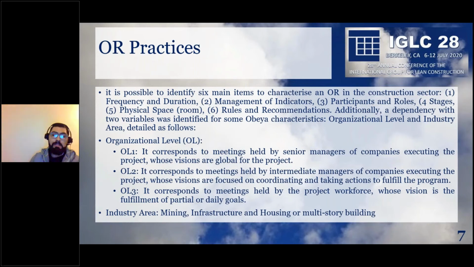Additionally, a dependency on 2 variables was identified for some Obeya characteristics, like organizational level and industry area. For example, organizational level 1 corresponds to meetings held by senior management of the company executing the project, whose vision is global for the project. An industry area could be housing or multi-story building.